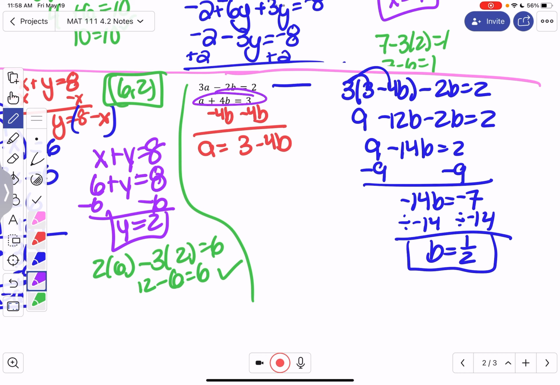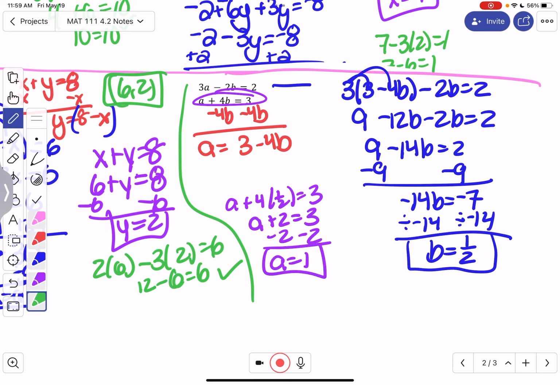Now we're just going to plug that into one of them. Let's do this one. A plus 4 times 1/2 equals 3. Well, half of 4 is 2. Subtract 2 from both sides. We get a equals 1. Plug that in the top to check.